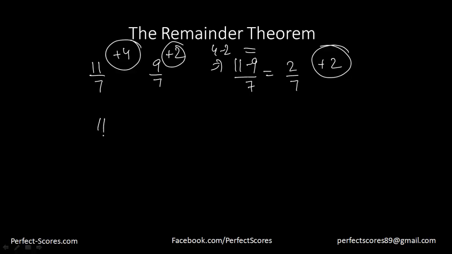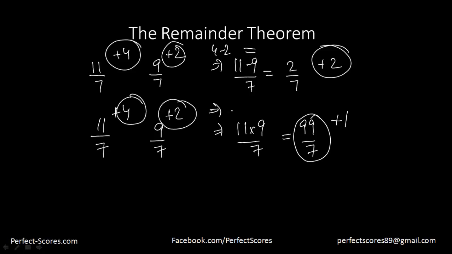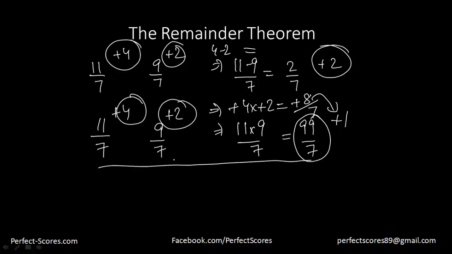Let's take another example, 11 divided by 7, the remainder is plus 4. 9 divided by 7, the remainder is plus 2. What will be the remainder when 11 into 9 is divided by 7? That would be 99 by 7, which would be equal to plus 1, because 98 is completely divisible by 7. And even if I multiply both the remainders, I will get plus 4 into plus 2, which is equal to plus 8. And when I divide plus 8 by 7, the remainder is plus 1, right? So I suppose you're understanding what I'm trying to tell you here is that whatever operation you do on the numbers, the same operation gets done to the remainders.